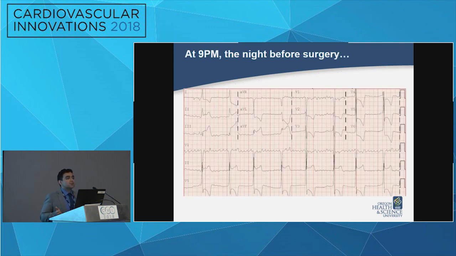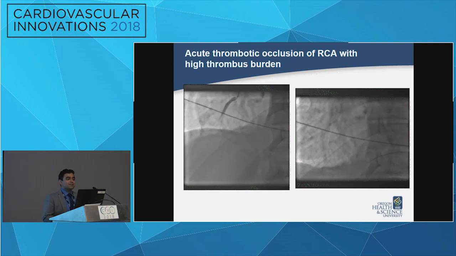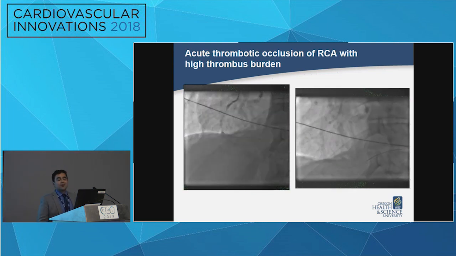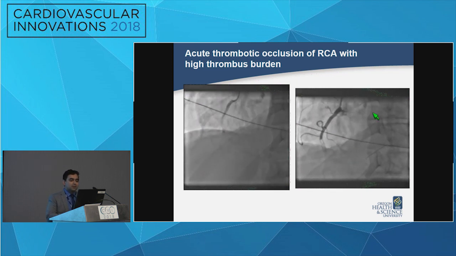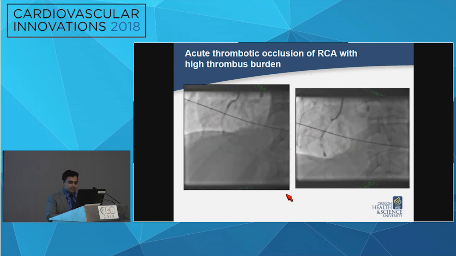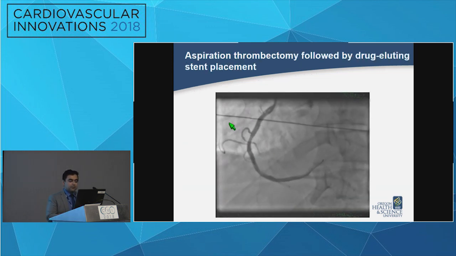So the night before his surgery, he developed sudden onset chest pain just after dinner and has this EKG. So the cath lab was activated emergently, and he went there, had an acute thrombotic occlusion of the right coronary artery with, you can appreciate, a very high thrombus burden throughout this vessel. So we wired this, and there was so much thrombus, we actually performed aspiration thrombectomy in addition to ballooning and stent placement.